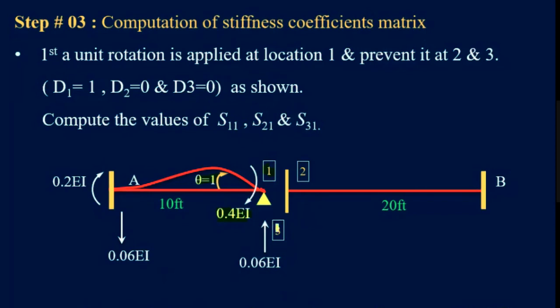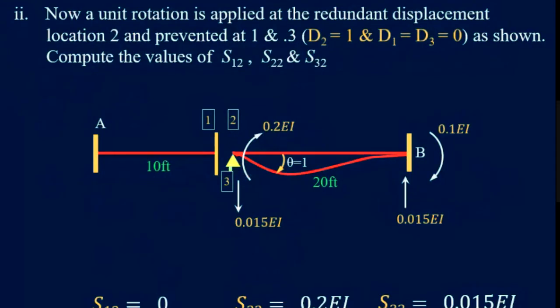Similarly, S31, which is this vertical reaction, is upward, so this will be taken as negative. Similarly, now you need to rotate this corresponding to your D2, and it will have no induced moments in this span. So now your S12 value will be 0, and your S22 value will be equal to 0.2 EI.